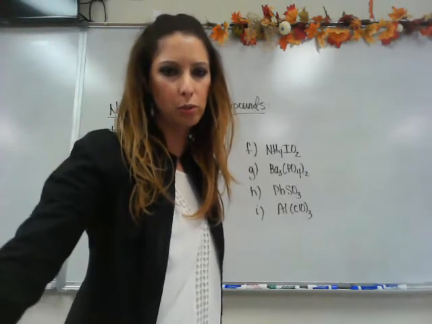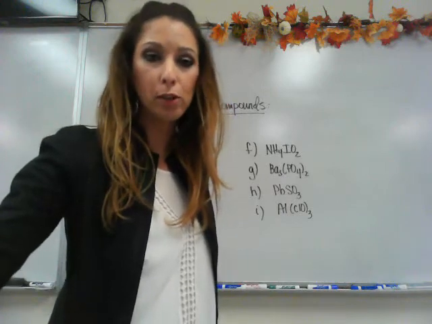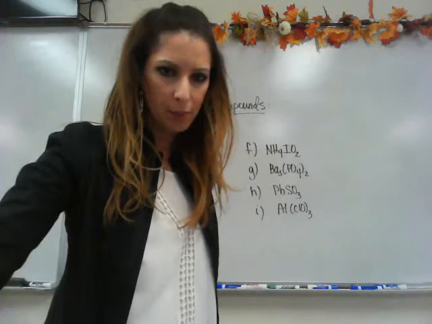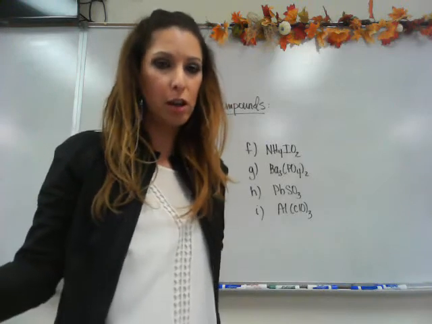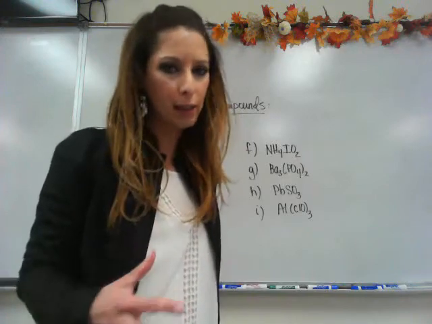All right, we are going to learn how to name ternary ionic compounds, which are typically going to be a metal cation attached to a polyatomic anion. Sometimes you're going to see a polyatomic cation, like ammonium, attached to some other polyatomic anion.